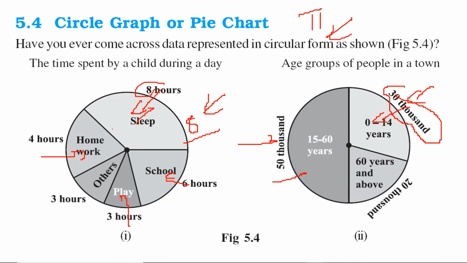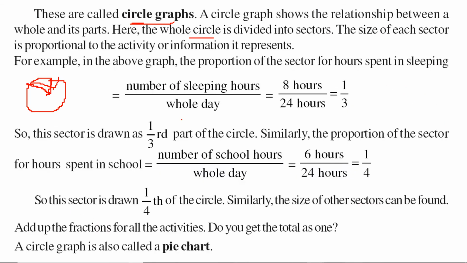And how about the whole? The total number of hours is 24 hours. So 8 by 24. So what do you get? We have 1/3 part of the circle, that is, 1/3 of the circle is given to the sleeping part. So 1/3 part of the circle, this sector has been provided.